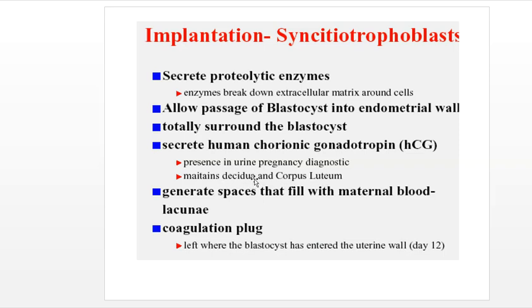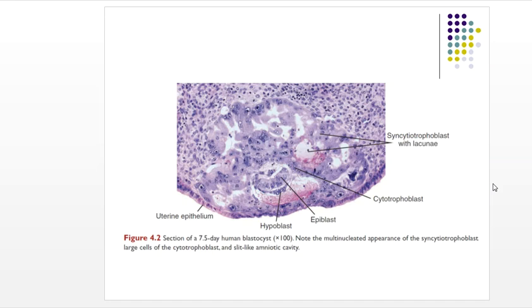I will talk about the decidua. Decidua is a part of the endometrium, and this decidua is important for the formation of the placenta. And also syncytium generates spaces that are filled by maternal blood. The name of these spaces is lacuna. I will talk about it. This is the role of the syncytiotrophoblast.